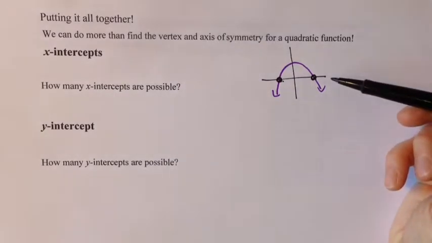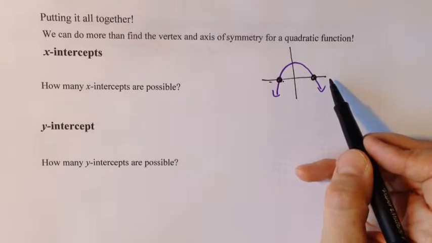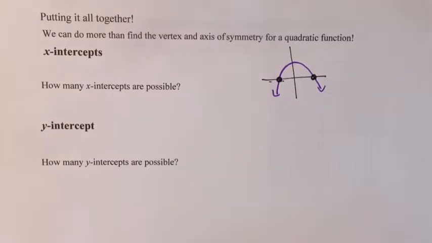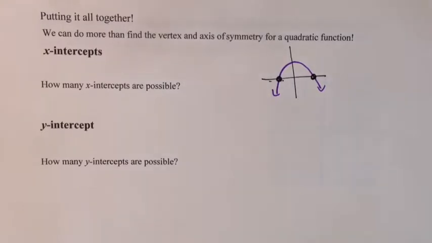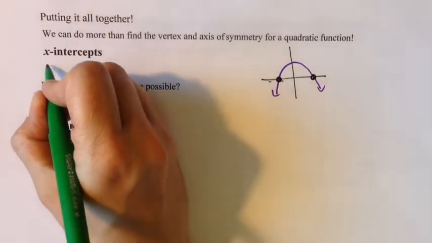But what's the y-coordinate at that point? If I'm here on the x-axis, the value of y is 0. So the process for finding the x-intercepts is to plug in 0 for y.